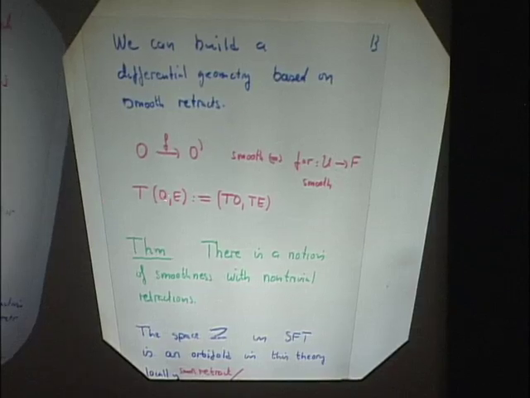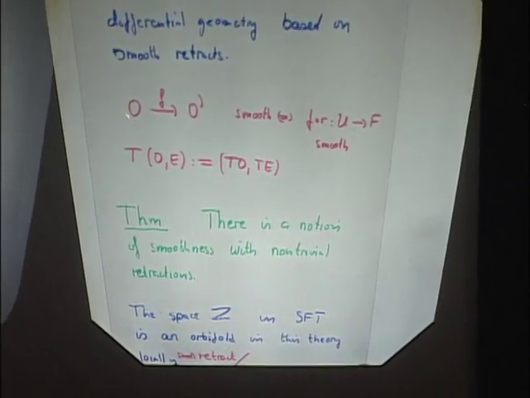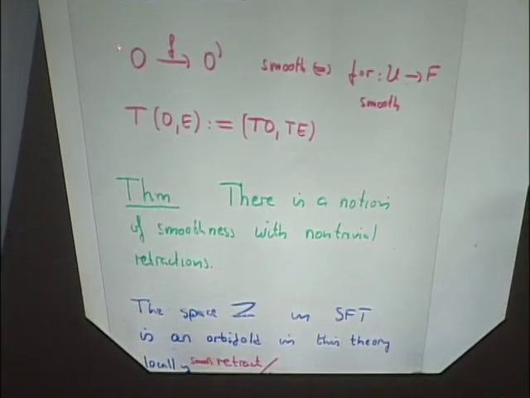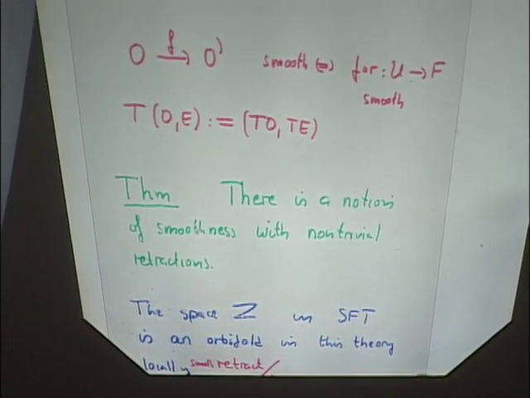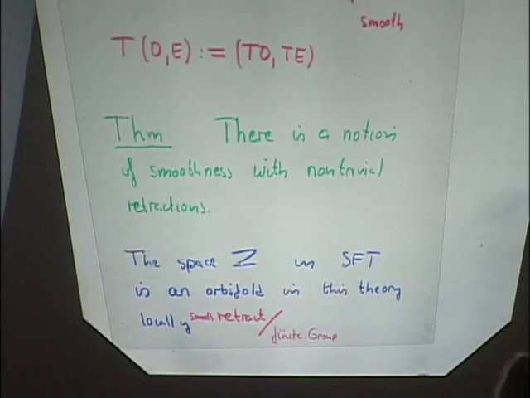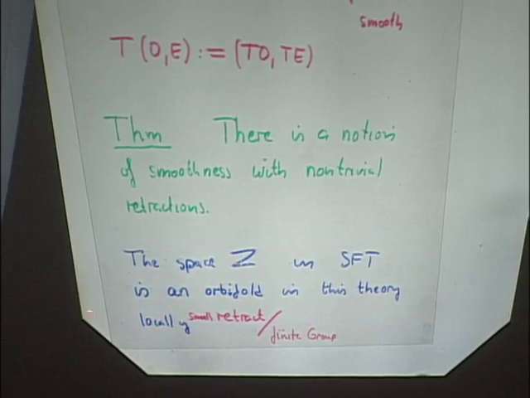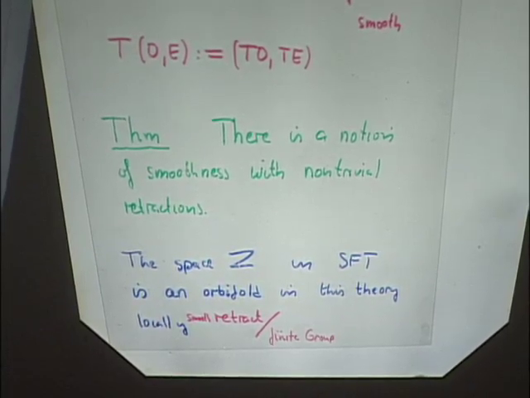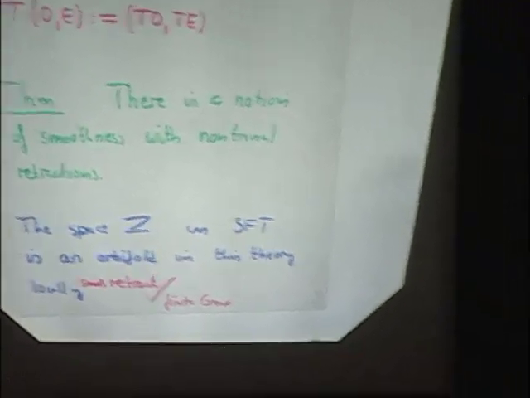And the tangent of a local model now, so this retraction will be now our local models, is this. And of course, now we can generalize the differential geometry by allowing these new things as our local models. So now it turns out that the space Z in SFT is an orbifold in this theory. So it's locally like a smooth retract divided by a finite group. But it's not a Banach orbifold, but it's locally something of that type.